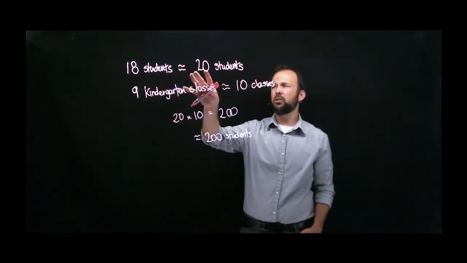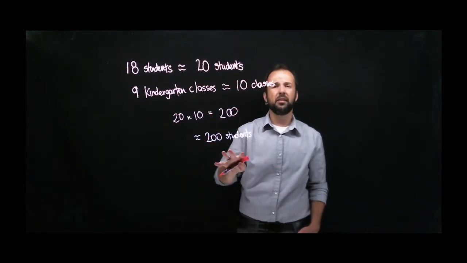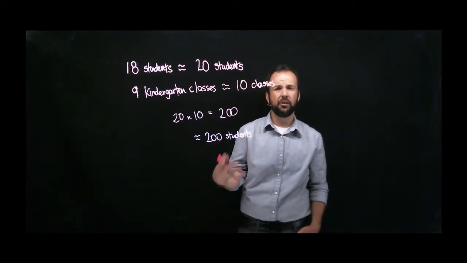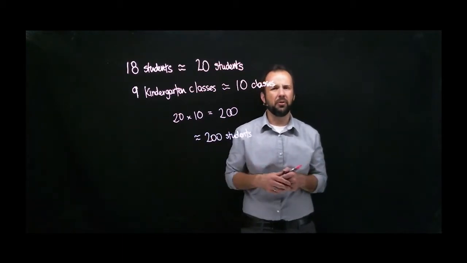So this shows us how we can use estimation to help us multiply 2-digit numbers and get close to an answer, or at least see where our answer should sit. So this one was easy. It's kind of fun too, right? Let's try one more together and see what happens.